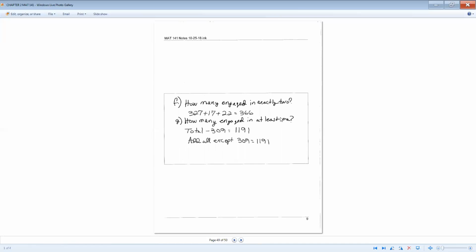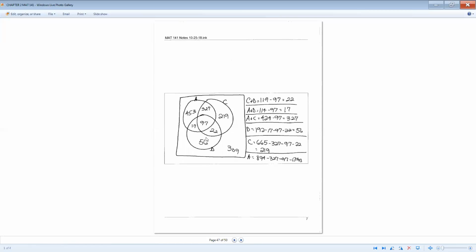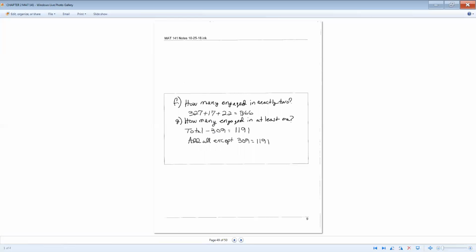How many engaged in exactly two? So you go back, exactly two, 327, 17, and 22. They give me 366. How many engaged in at least one? So you can subtract 309 from the total, or add all of them up except for the 309. So you're talking about at least one. That would be everybody except for the ones who did none.